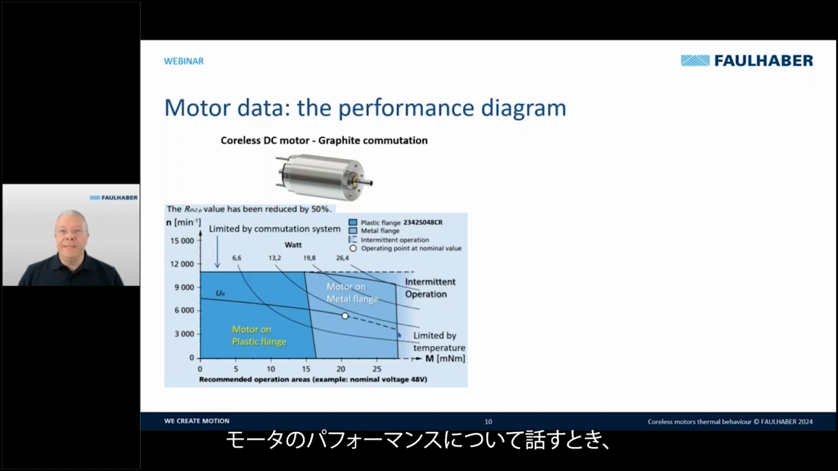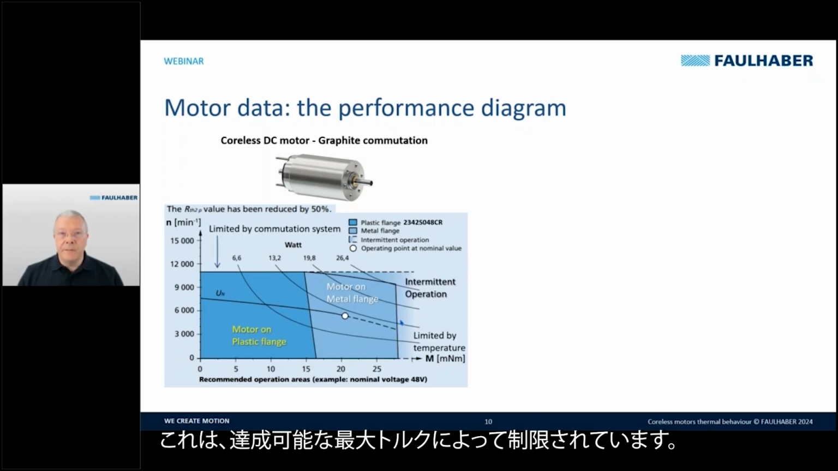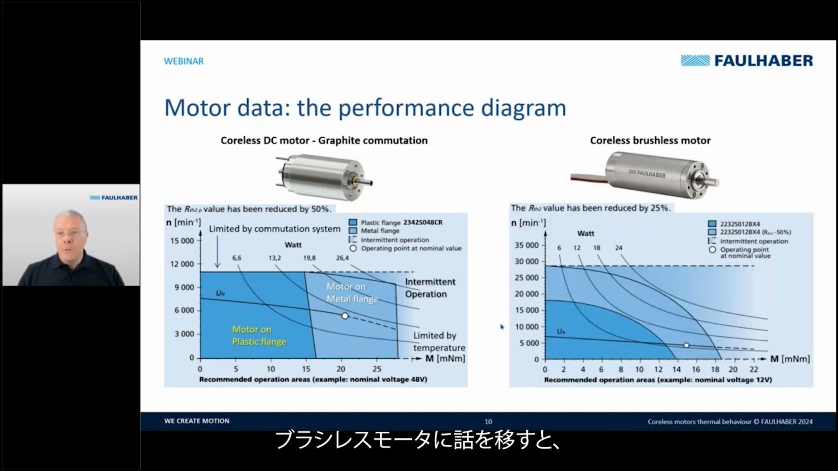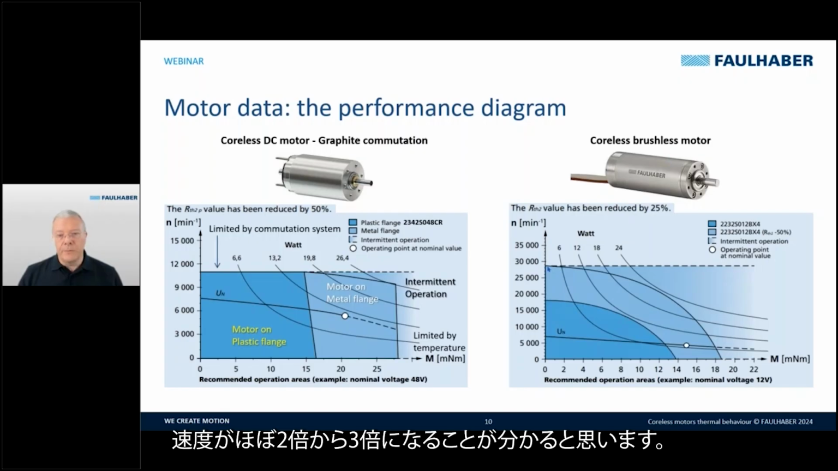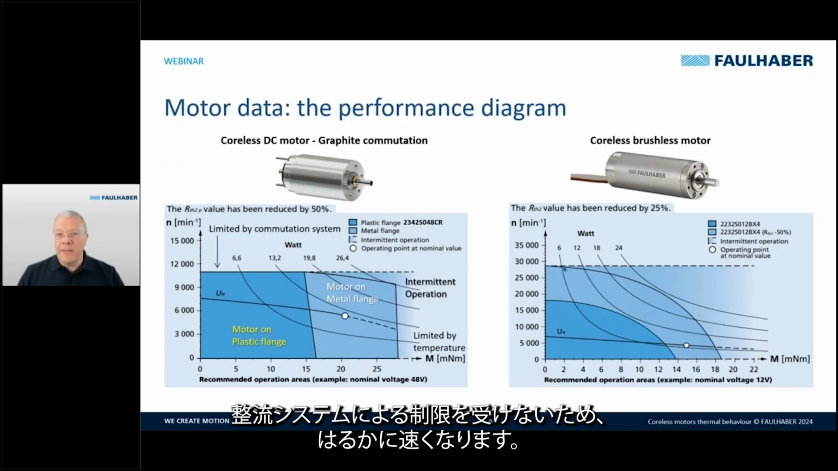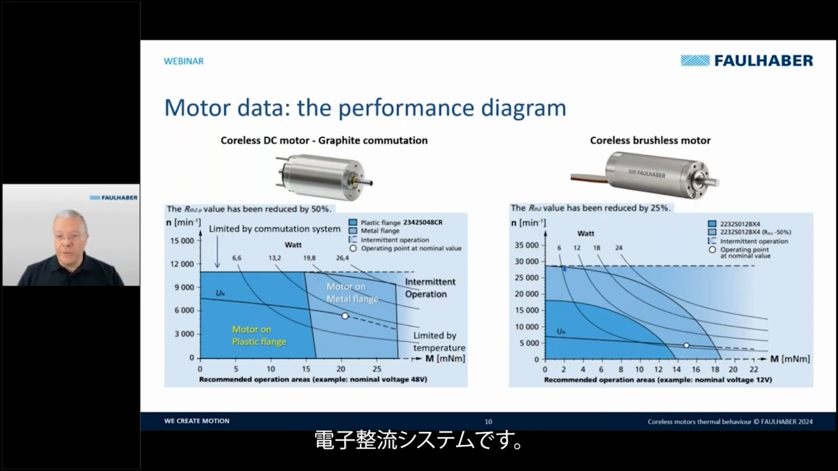The temperature in the winding is the most important parameter when we talk about performance of the motor, and the maximum temperature is 125 degrees for this kind of motor, and this is limited by the maximum achievable torque. When we talk about brushless motors, you see that the speed is almost 2 or 3 times higher, because we no longer have the limitation of the commutation system. We have an electronic commutation.